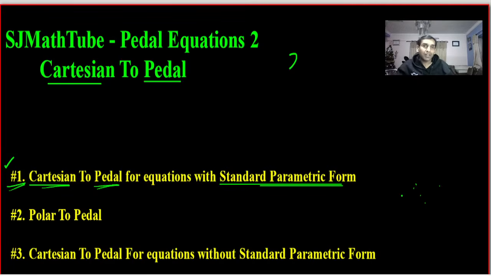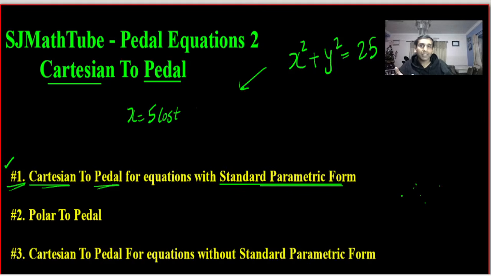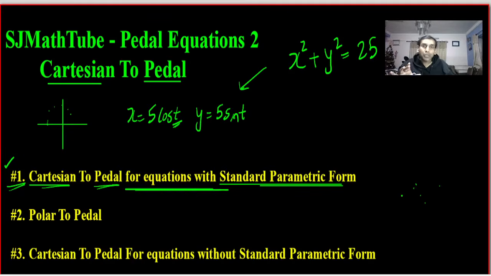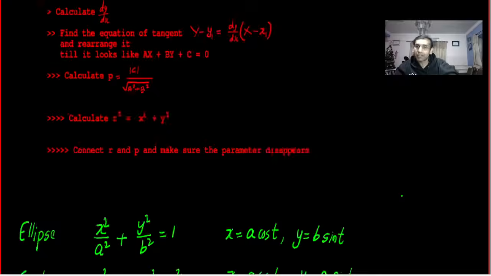For example, if you have a circle x square plus y square equal to 25, I know that it can be converted into x is equal to 5 cos t, y is equal to 5 sin t, because I can generate all the points in the circle by putting different values for t. So we are going to convert the Cartesian equations to pedal equations for equations with standard parametric form.